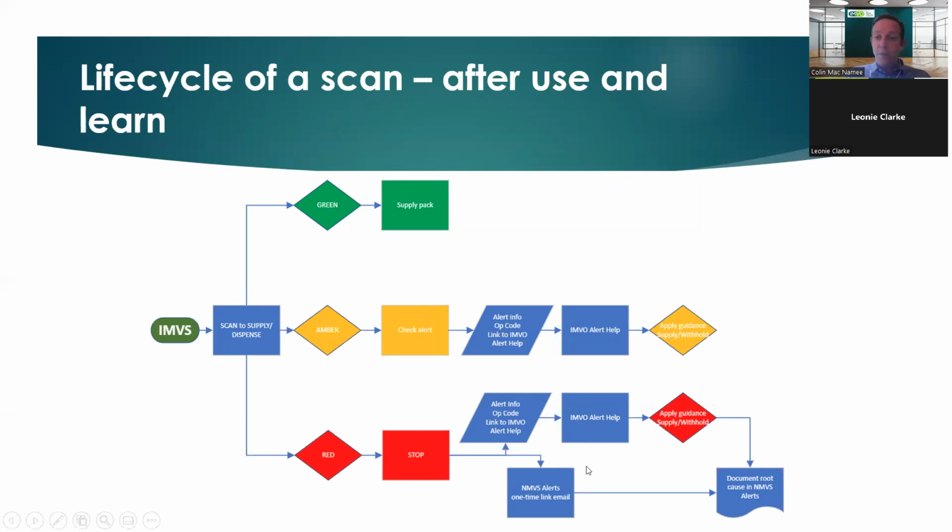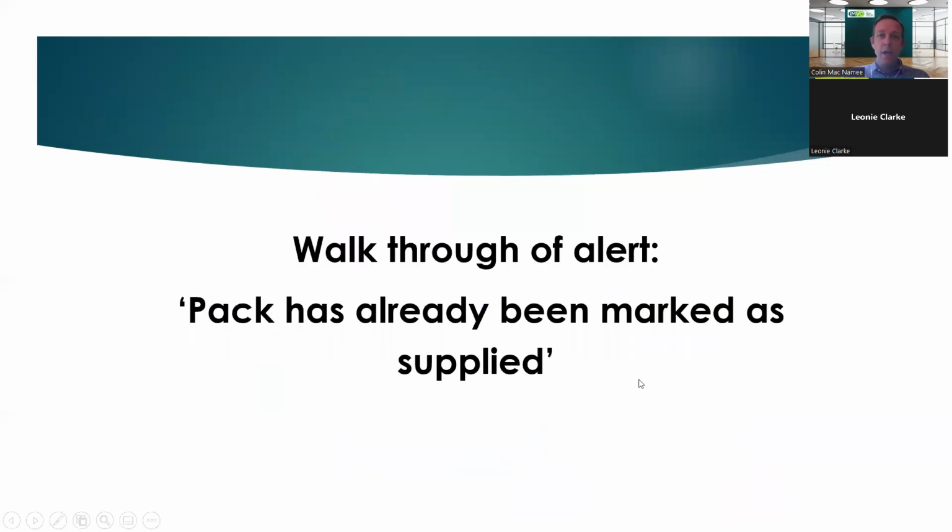And when you have got to the point up here in the red triangle or the red diamond to make your decision as to identifying the root cause and applying the guidance, the alert management system allows you to document the root cause in NMVS Alerts in order to make a record of the rationale behind your decision to supply the pack, or to see has the IMVO or the MAH identified an issue at their level where they can assist and actually provide you with the information you require to make your decision to supply the pack. So what does it look like from the alert help point of view?